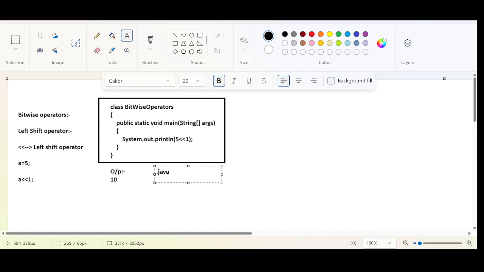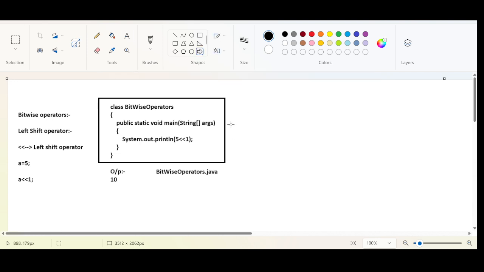And what should be the name of the file? It should be the same as the class name. Here the name of the class is bitwise operators. You can give any name, but its name is very meaningful, isn't it? That's why I have given it bitwise operators.java. This is called source code.